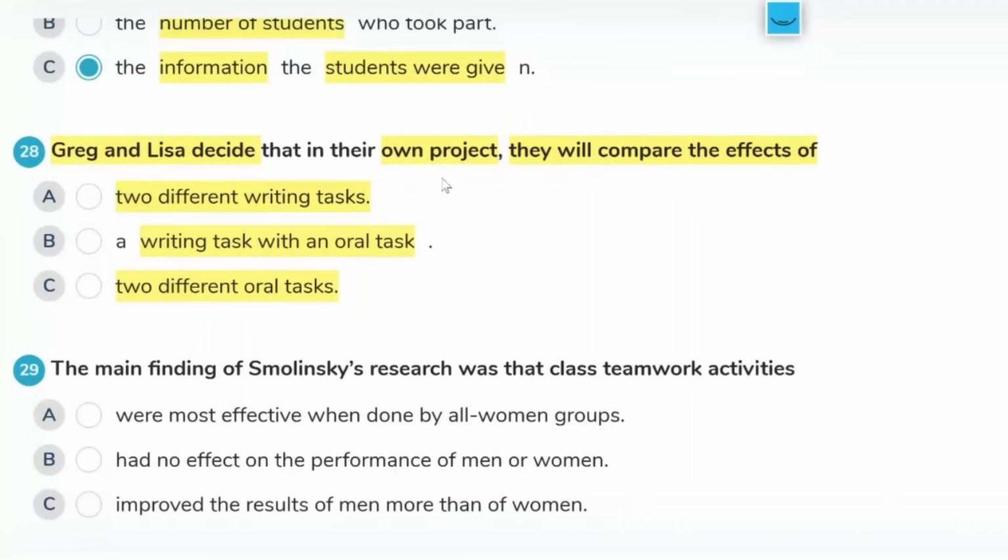If they say two different writing tasks, then A. If they say no, one writing and one oral task, then it is B. And if they say it's better to have both oral tasks, and if they say that's fine, so where they agree, what they decide will be the right answer. Okay, so please let's see.